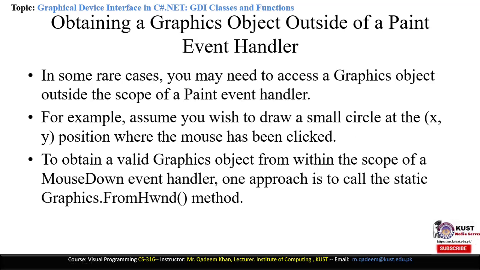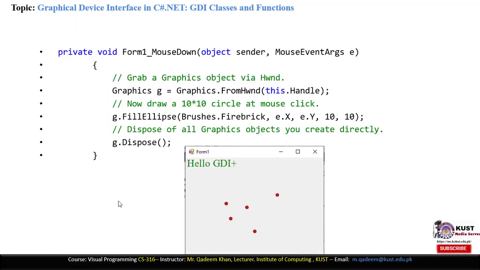So we will implement the mouse down event handler here to call the static Graphics.FromHwnd function. We will use Graphics.FromHwnd to monitor where the mouse has been pressed down. So this is the example here, that is the Form_MouseDown event. We will implement that example as well.